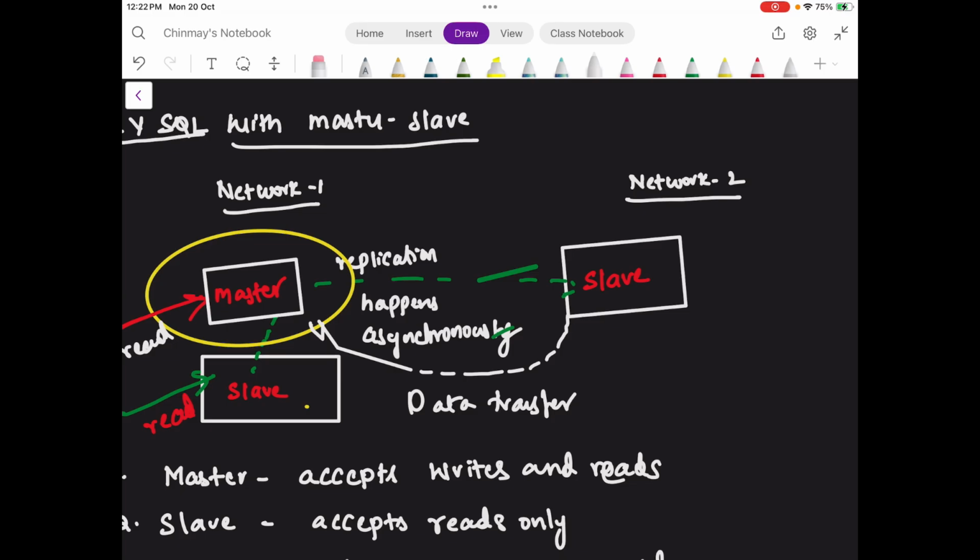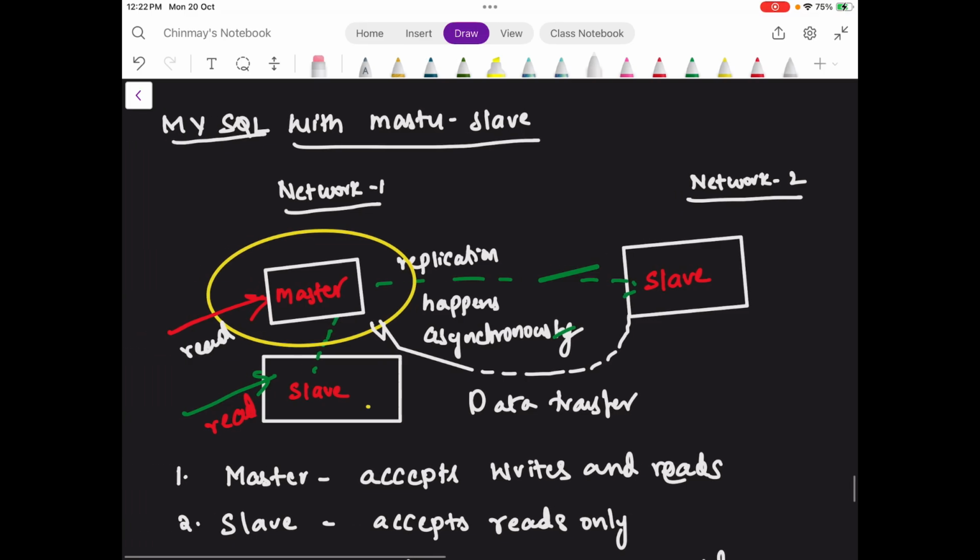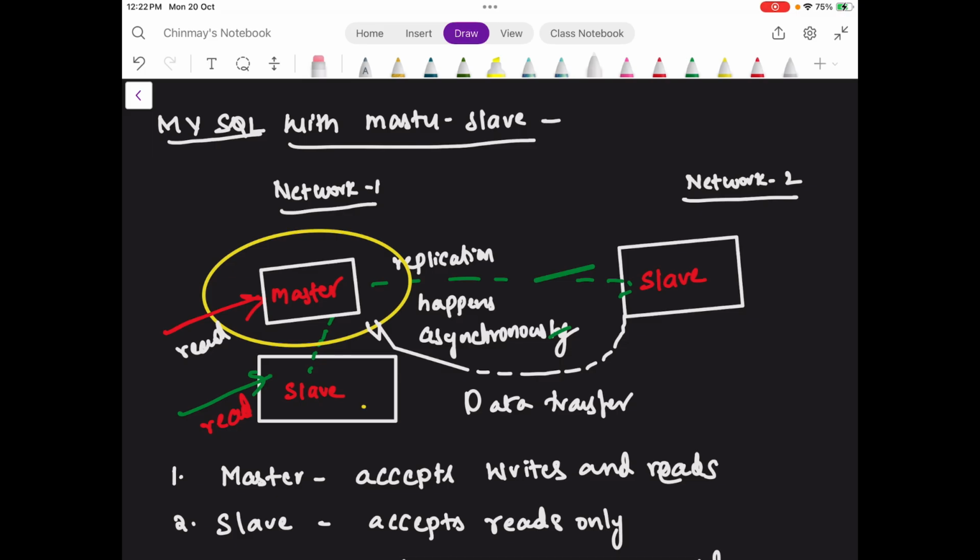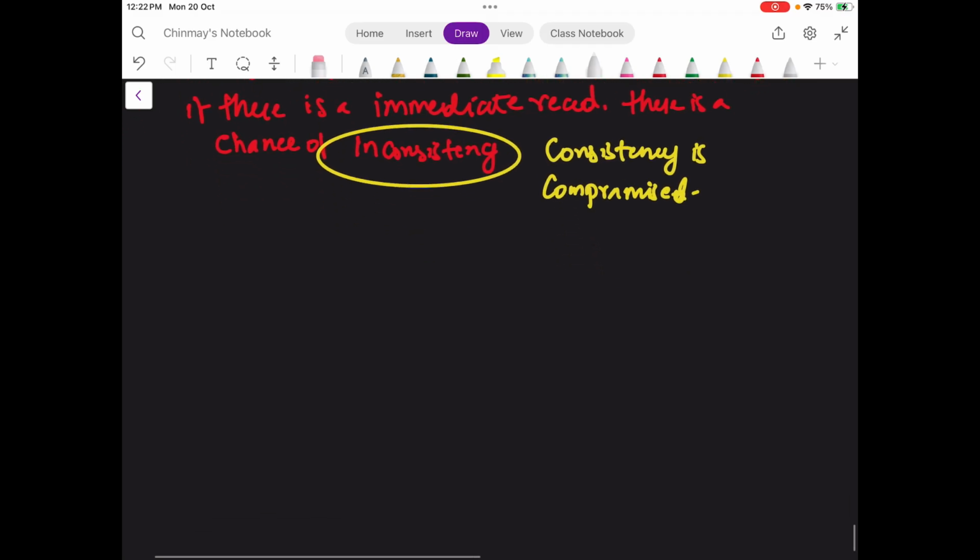But by default, when data transferring happens, even when the network is up, during asynchronous replication there is a chance of data inconsistency. So that's why MySQL with master slave architecture should strictly be used for AP cases. In this case, consistency is compromised.